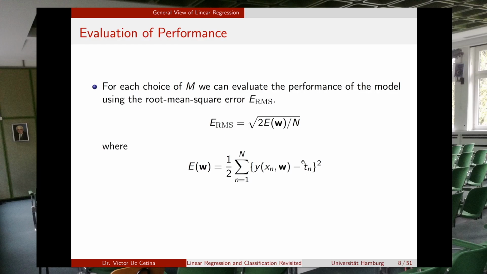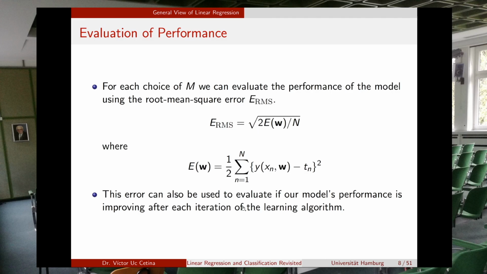Okay, so for each choice of the degree of the polynomial, we can evaluate the performance of the model using the root mean square error. This is a standard way to measure the error of a model in regression, where this E function is simply 1/2 of the sum of the squares of these differences for every point in your dataset.